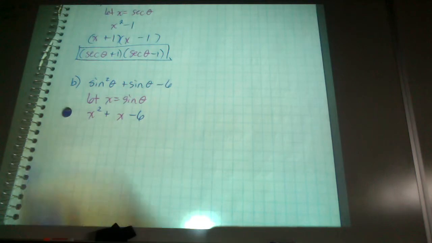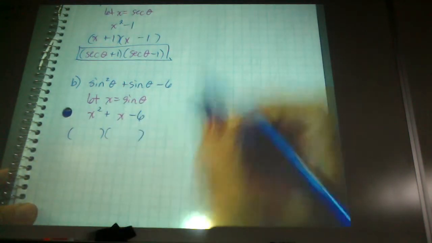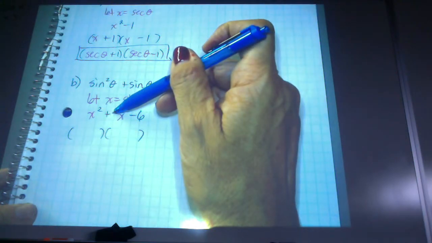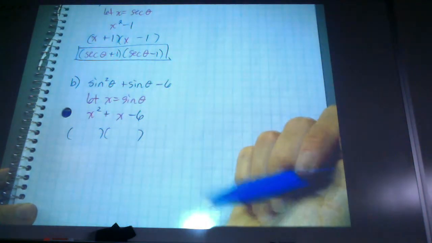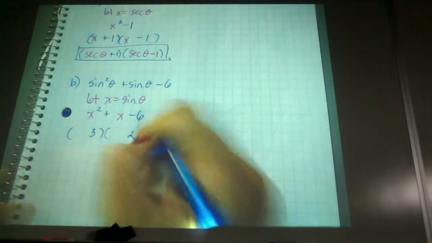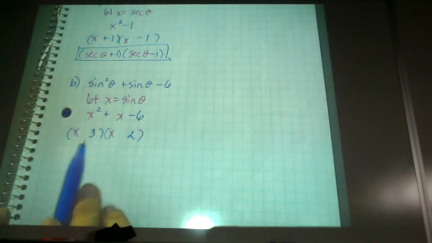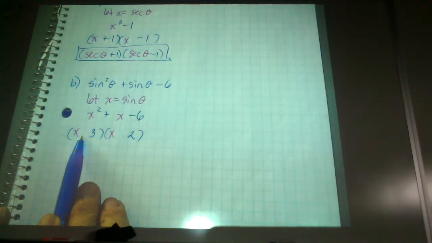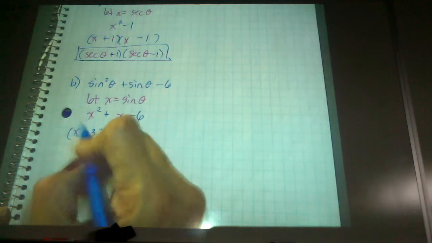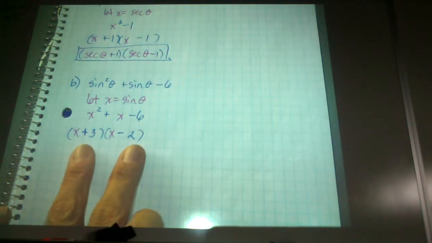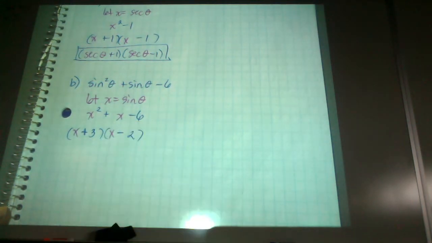And this is an easy factoring problem. What factors of 6 subtract to give you a middle term of 1? 3 and 2. The x squared becomes x and x. What does the sign of the 3 have to be? It has to be positive, so what's the sign of the 2? It has to be negative for you to get a sum of 1 and a product of negative 6.